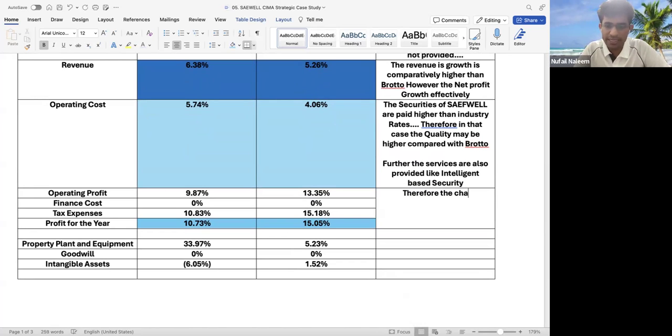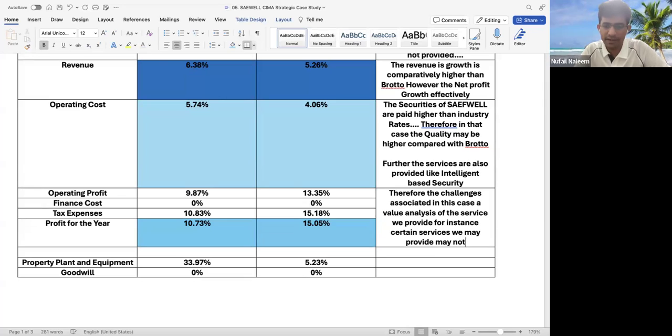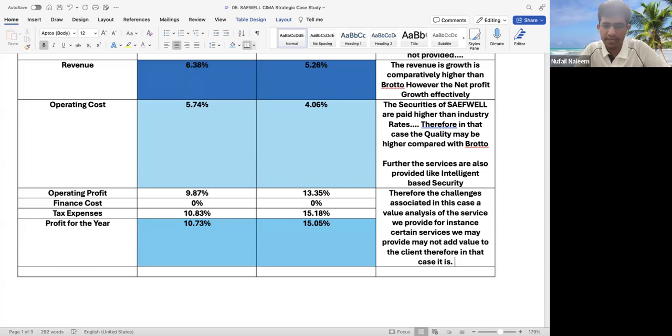Therefore, the challenge associated in this case is a value analysis of the service we provide. For instance, certain services we may provide may not add value to the client. Therefore, in that case, it is a bigger challenge. It is a what, students? Bigger challenge. So students, can I get a confirmation from you all in the chat box, students?